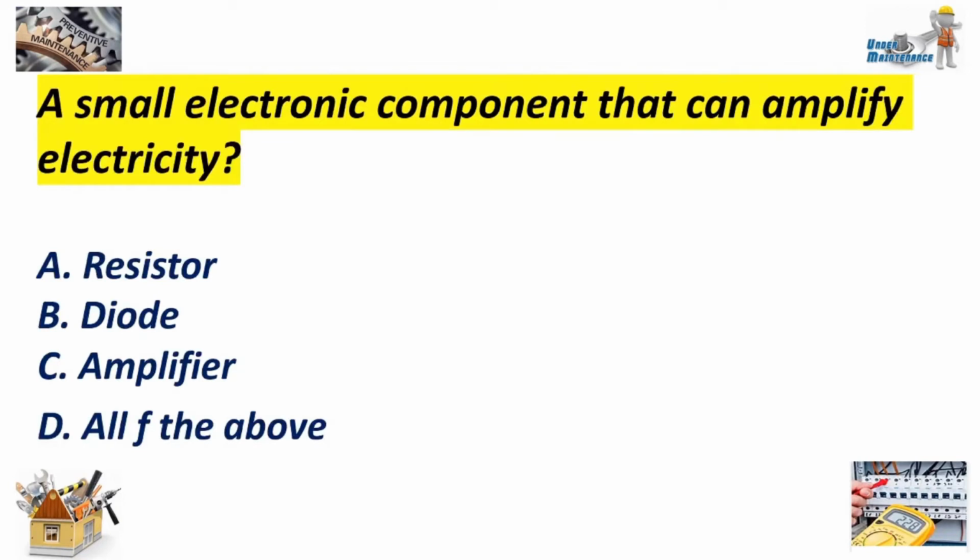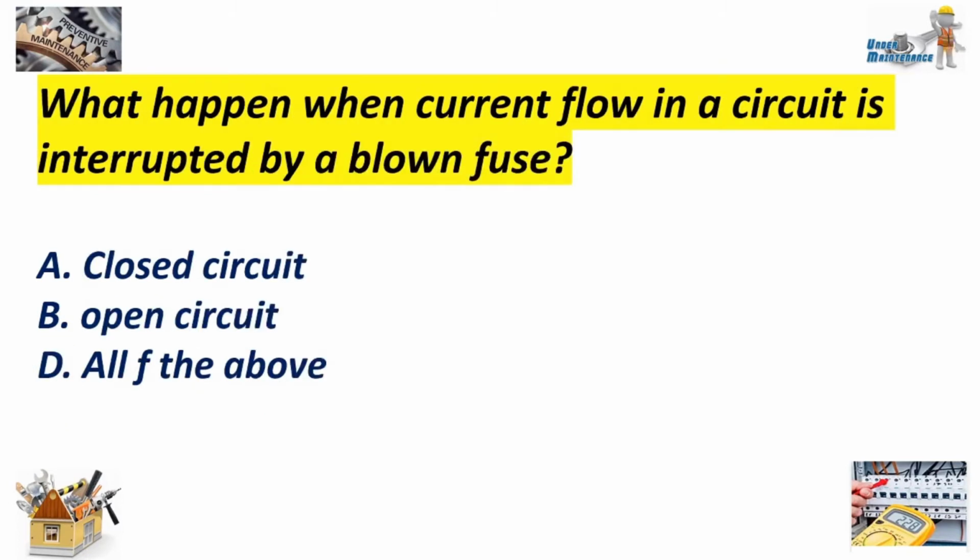A small electronic component that can amplify electricity: A. Resistor. B. Diode. C. Amplifier. D. All of the above. Answer: C. Amplifier. What happens when current flow in a circuit is interrupted by a blown fuse? A. Closed circuit. B. Open circuit. D. All of the above. Answer: B. Open circuit.